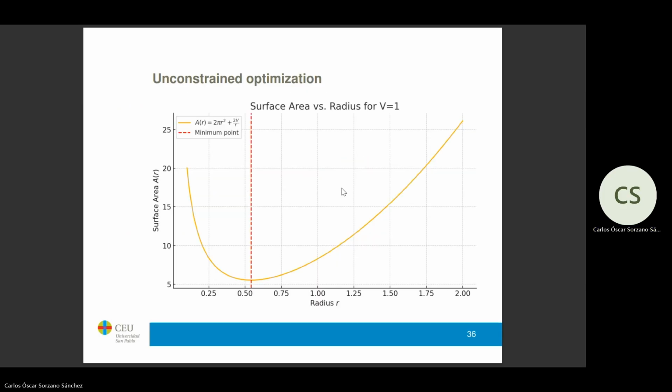Okay. And here we have a representation of that function. This is the surface area as a function of the radius, and this is the function that we defined. Then this is the minimum value that we have, just calculated for a particular volume that I have set. Okay, good. So this is easy.